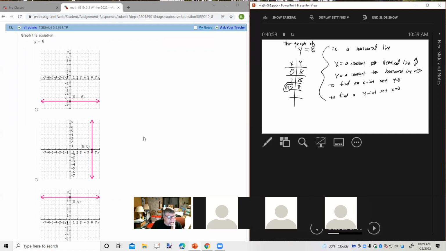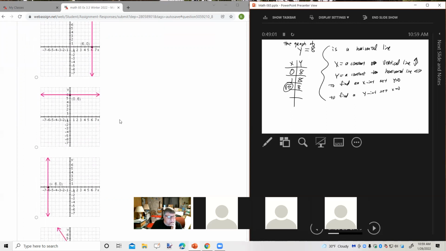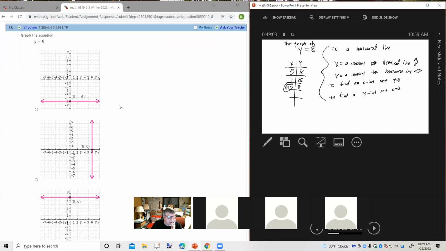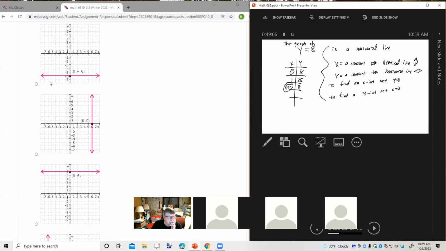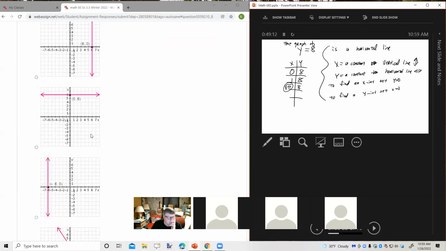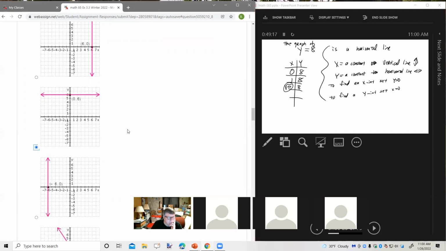So y equals 6. Or another way of looking at it, which of these graphs has every point on the graph with a y value of 6? Well, here y is -6. Here y is all kinds of values. Oh, here it is. Horizontal line.